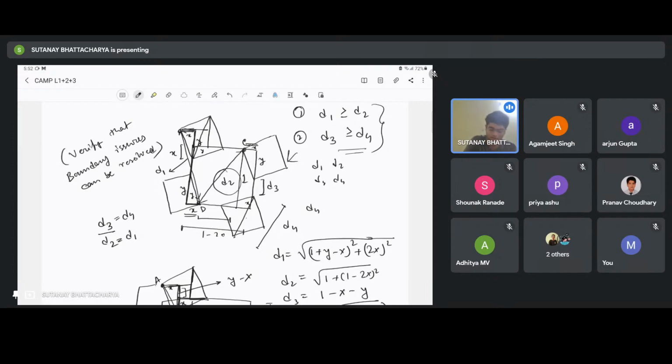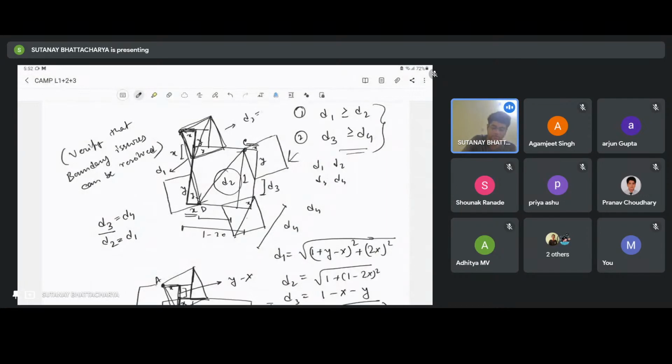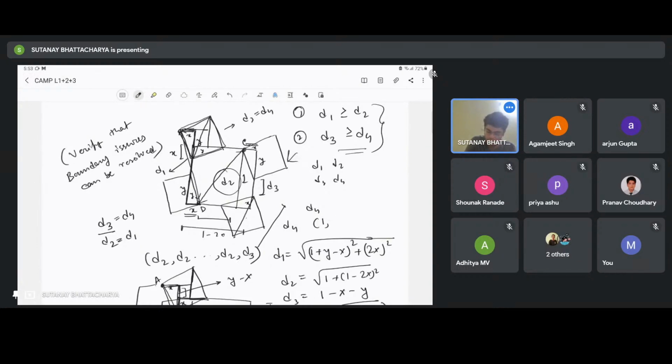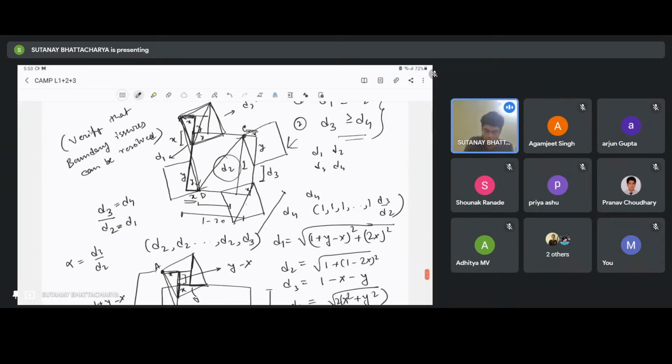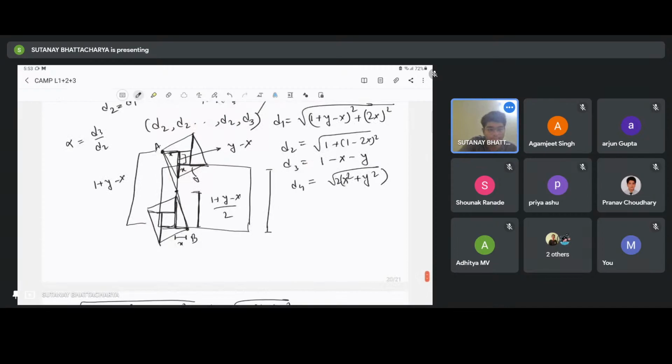So this color avoids the distance D2, and the color in the smaller squares avoids the distance D3, which happens to be equal to D4, which means the type is D2, D2, D2, D3 or D4. And when you divide and put all ones in here, you see that alpha has to be equal to D3 by D2, right? So what range of values can alpha take from here?